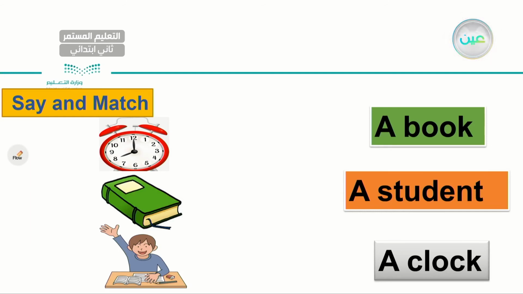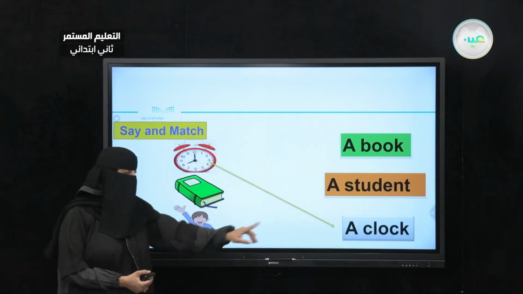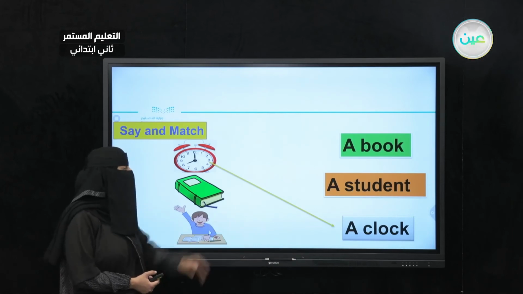Now, say and match. These are some items from our previous lessons. To your left, I have the pictures. To your right, I have the words. Let's read the words. A book, a student, a clock. So let's try to match. Let's start with the first picture. This is a clock. Very good. As you can see, because I have one clock, I'll be using the article a clock, because starting with a consonant, a clock.